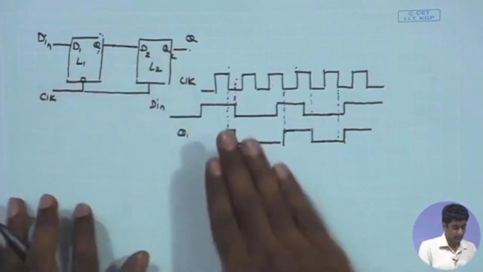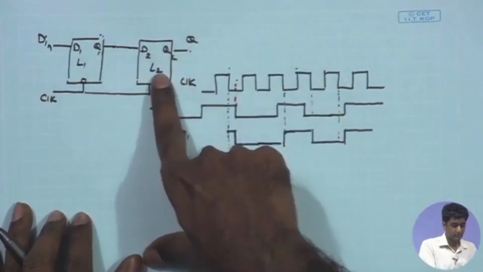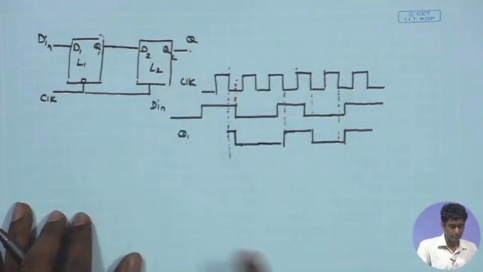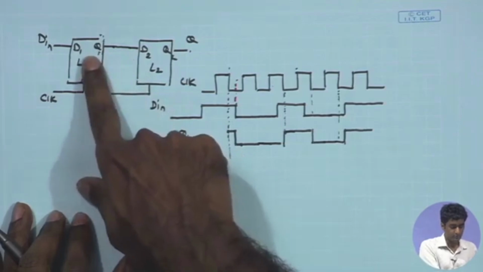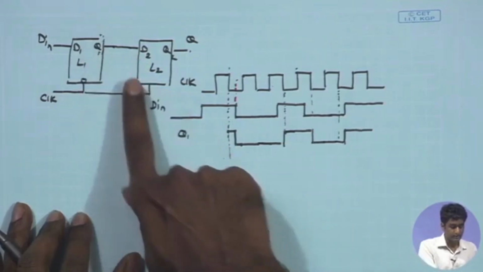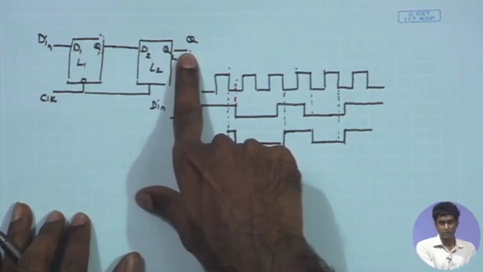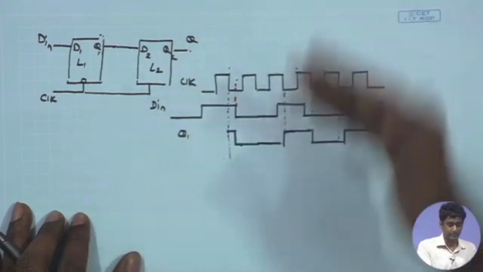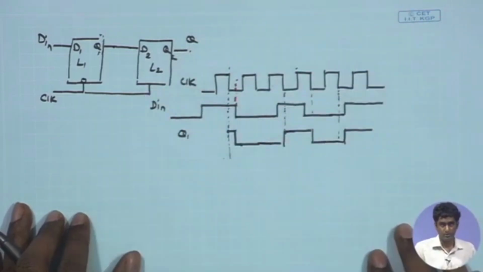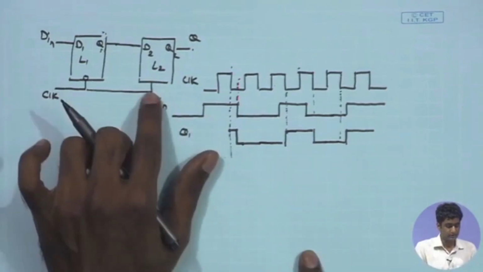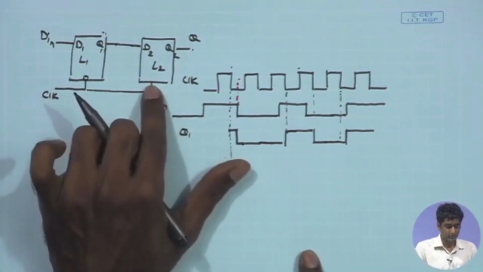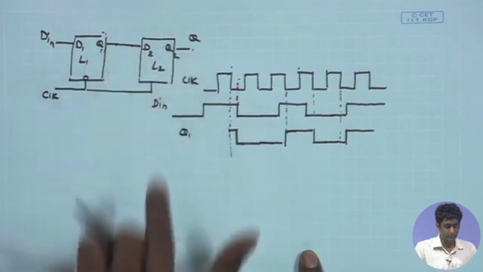Now, this is the input going to the Q2 or L2. So, this Q1 waveform is the output of the first latch and input of the second latch, and therefore, it is going to determine what is going to be the output Q2 at the positive phases of the clock. So, Q2 is positive level sensitive. So, when the clock is high, then Q2 will be copying the data D2.